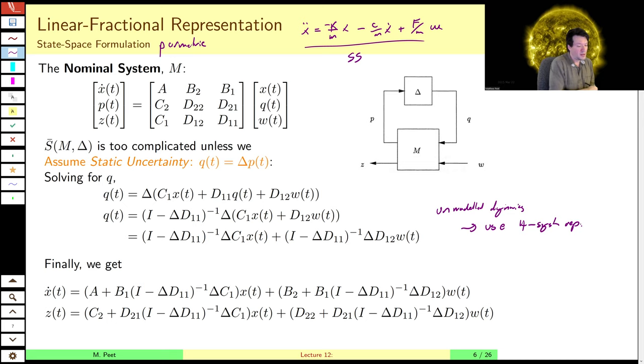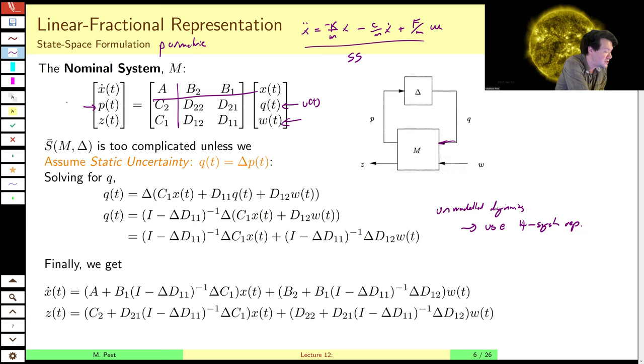Here's our nominal system, the nine matrix representation. Remember what it is. Here, however, we've got a little bit of a problem because it's not quite the way we want. We've got the first connection here from Q coming in there, and the exogenous input is now on the bottom as opposed to the top. This used to be U of T, and this used to be Y of T, so the positions have swapped from the lower feedback interconnection. However, that's not a terrible problem.